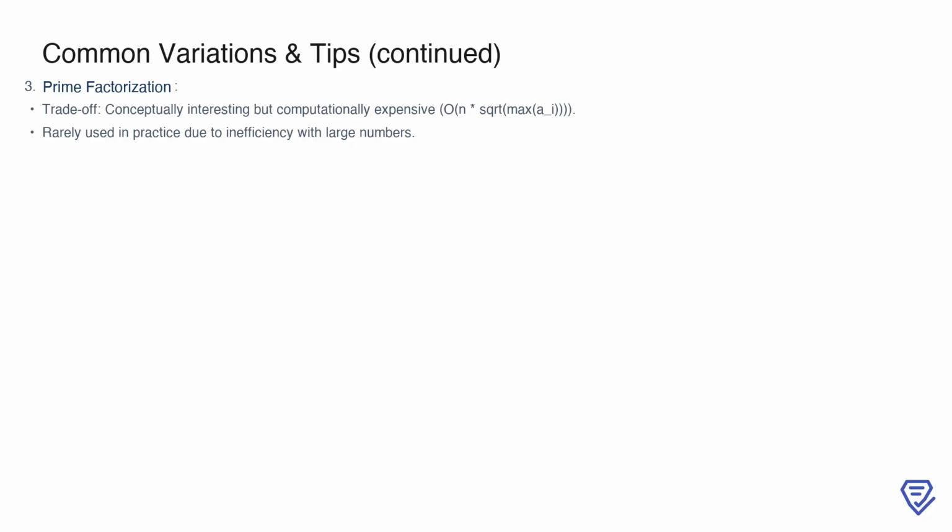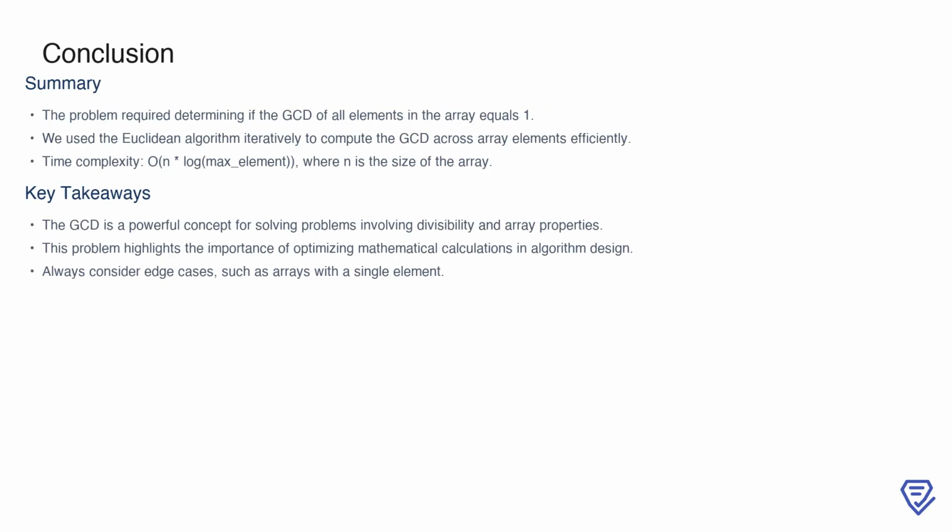In general, it's better to rely on more efficient methods like the iterative Euclidean algorithm or cumulative GCD with early termination for practical applications. In summary, we explored how to check if an array is good using the GCD concept. We discussed the algorithm, its time complexity, and key takeaways.